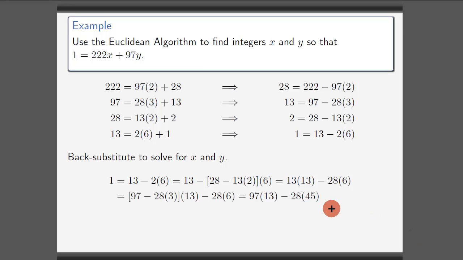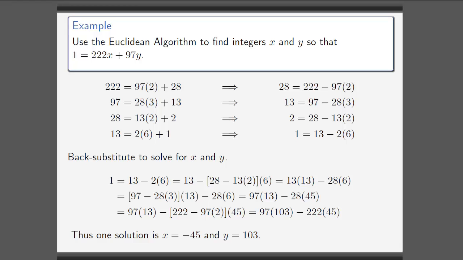Okay, now we're going to take 28 and replace it with 222 minus 97 times 2. And then we'll collect our 97s and our 222s and see how many we have. Looks like there are 103 97s and 45 222s there. So we have actually found a value for x and a value for y.